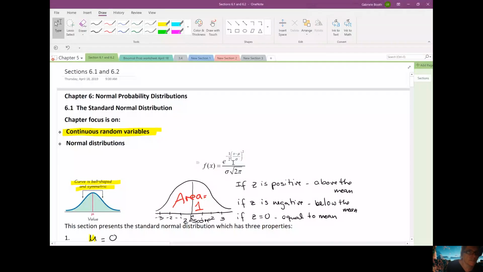Okay, here it is. So these are some notes. You can see they are from April 2019. I used OneNote, and they are on chapter 6.1, the standard normal distribution.